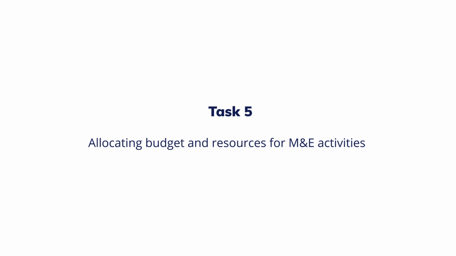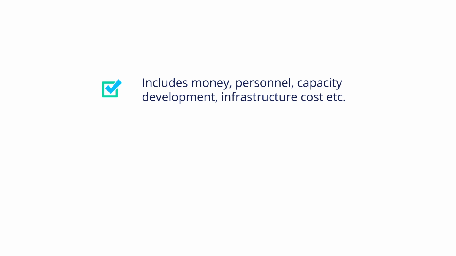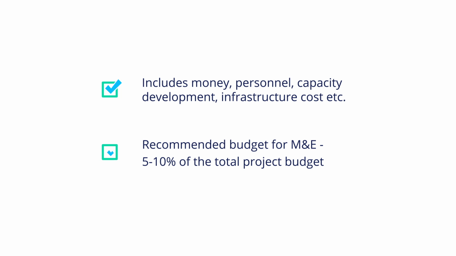Task 5 involves allocating tentative budget and providing explanations of the needed resources for the monitoring and evaluation activities. This includes money and personnel, capacity development, infrastructure, etc. M&E experts suggest allocating approximately 5 to 10% of total project costs for M&E programming.